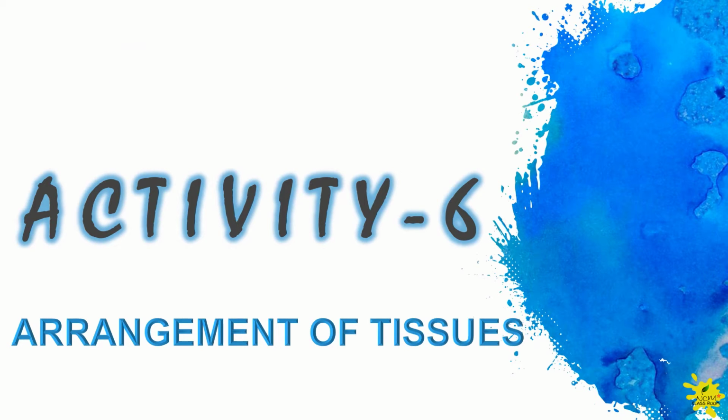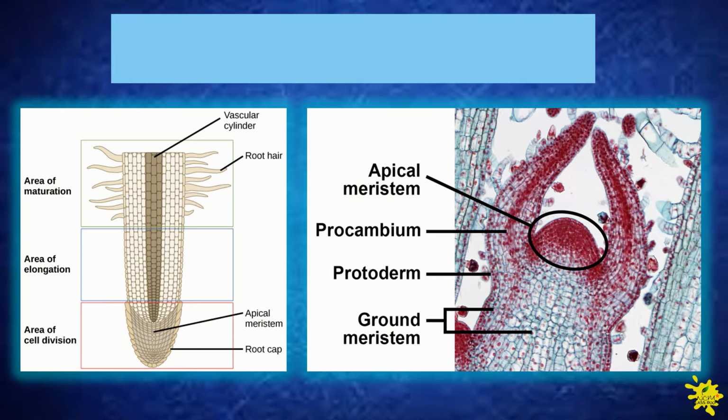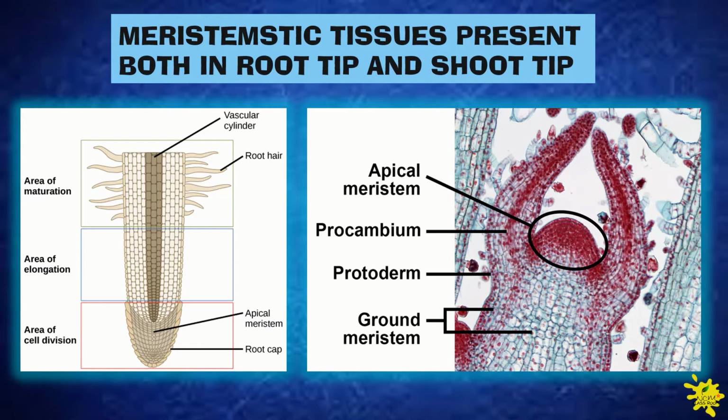Now let us see activity 6. Arrangement of tissues. Usually the tissues are arranged the same in the root tip and shoot tip. The meristematic tissues are usually the same in both root and shoot tip areas. Because of these meristematic tissues, the plants grow in length.